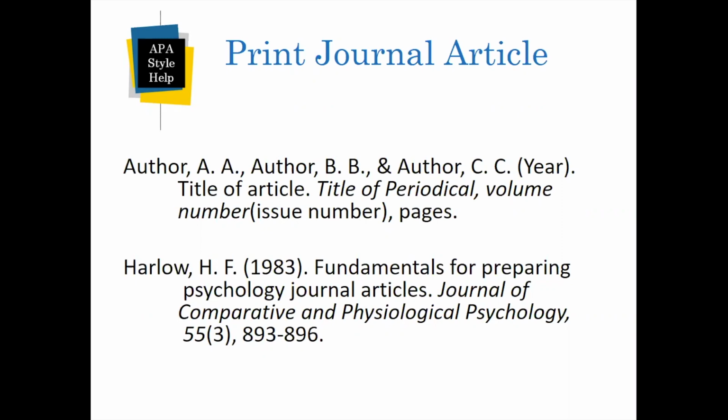So every main word is capitalized, followed by a comma, followed by the volume number, issue number right up against it in parentheses, pages, and a period. If you see how the example is filled out, the other thing that you need to specify is the name of the journal is italicized, as is the volume number. The issue number is not, and APA requires you to include the issue number whenever you have it. Always end a print journal article with a period.